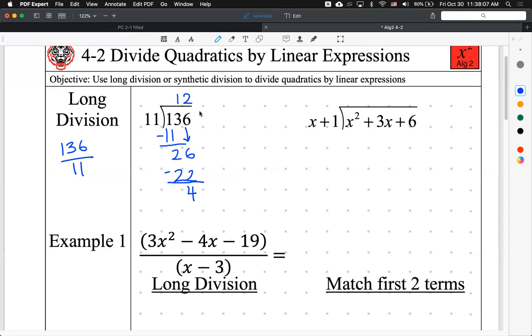Wait, wouldn't the remainder be 4? Yeah, so we say 12 remainder 4, right? And the way that we say that as a fraction, though, is what? 12 and 4/10. 4 over whatever this number was. 4/11. Yeah. So the answer here is 12 and 4/11. You concur with Wyatt? 4/11. All right. So now we're going to do this with a polynomial.